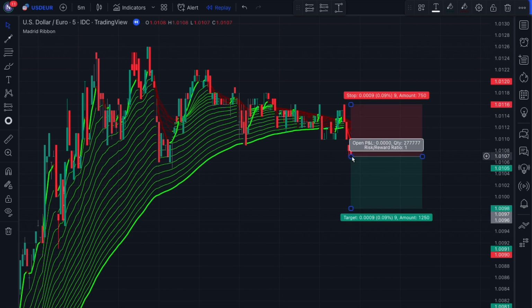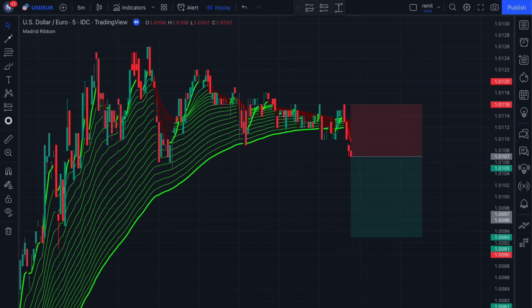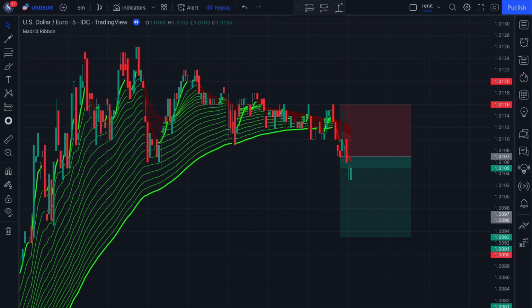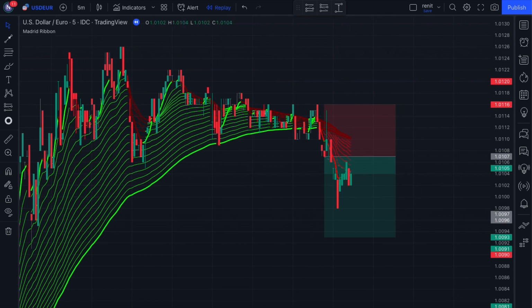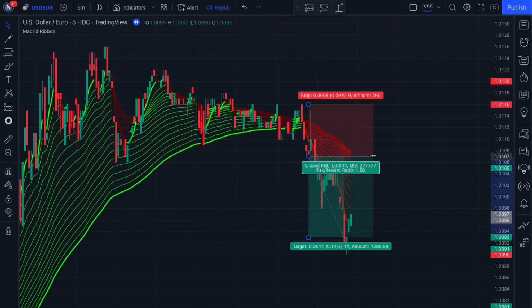If both our conditions are met, we can go ahead and place a sell entry on the close of our trigger candlestick. Then place the stop loss at the recent swing high, with the take profit target of 1.5 times the risk. And we have hit our take profit, so this trade was successful.